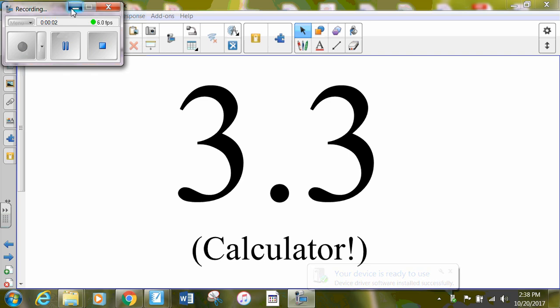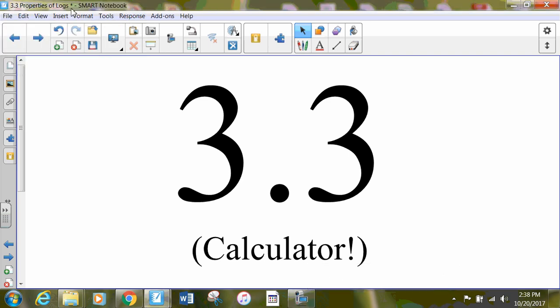Okay, here we go. 3.3. I believe we're going to be doing properties of logs.